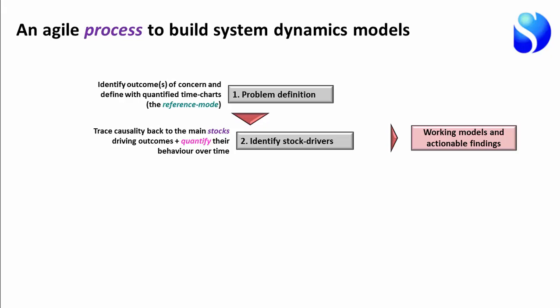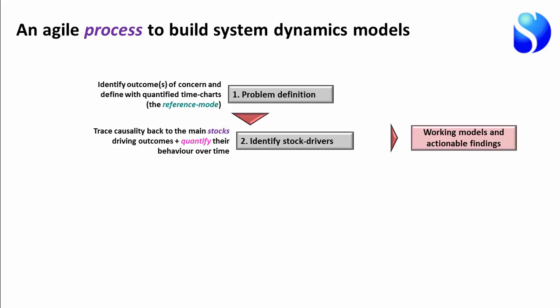Okay, as I say, this is about the simplest case I can find to illustrate this. What does it look like if I compare it with what we started with? Well, we start in the same place, define the problem in terms of that time chart, the behaviour mode. Trace the causality back to the main stocks driving the outcome and quantify their behaviour over time, even if you have to estimate it. Just put a big E by it or a red ring around it or something, but whatever you do, put numbers on it. And immediately give people a working model. That's already giving them some useful information.